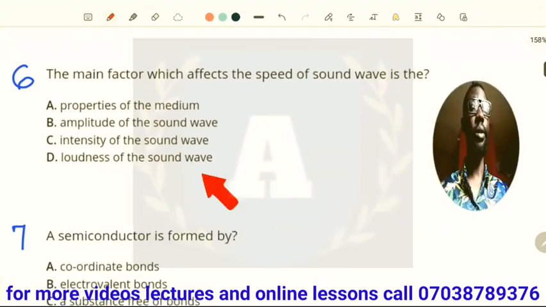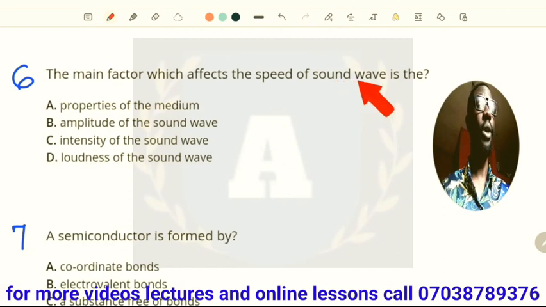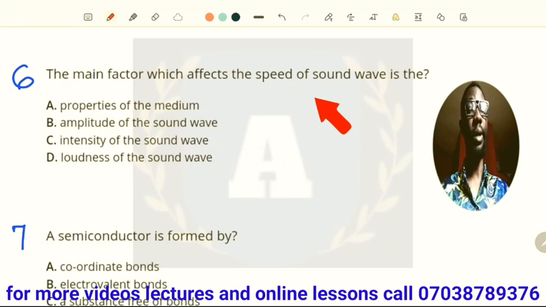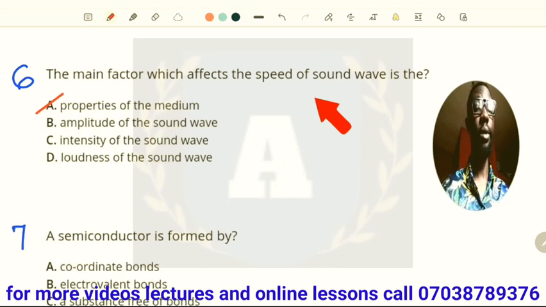The next question says, the main factor which affects the speed of sound wave is: the property of the medium, amplitude of the sound wave, intensity of the sound, loudness of the sound. Now, the main factor that affects the speed is the property of the medium, where we have temperature, pressure, and also wind. But pressure is minute, not significant. The effect of pressure on the speed of sound wave is negligible. Now, quick one, the next question.